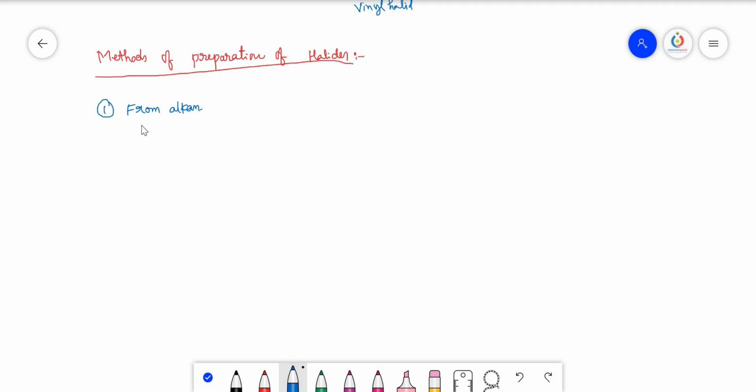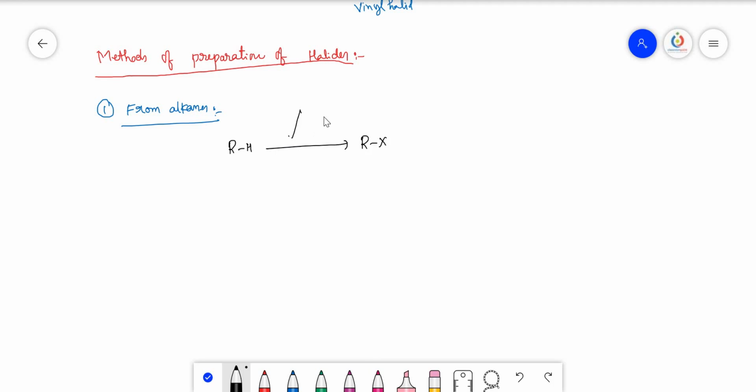From alkanes, you must remember one thing here. Alkane, when subjected with the halogen compound, means halogen, it produces the alkyl halide.